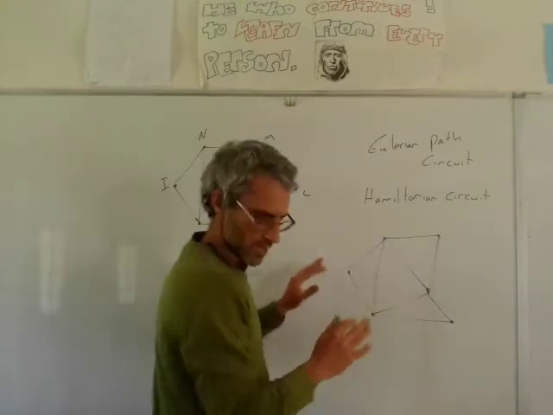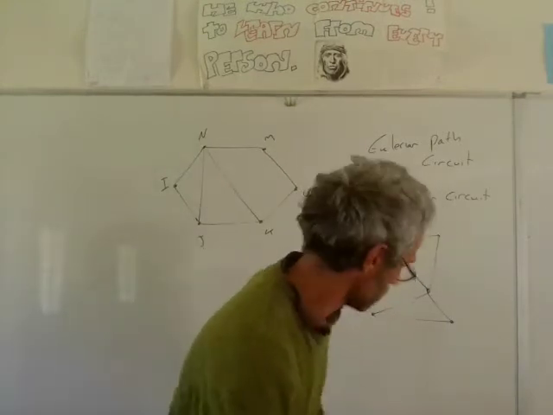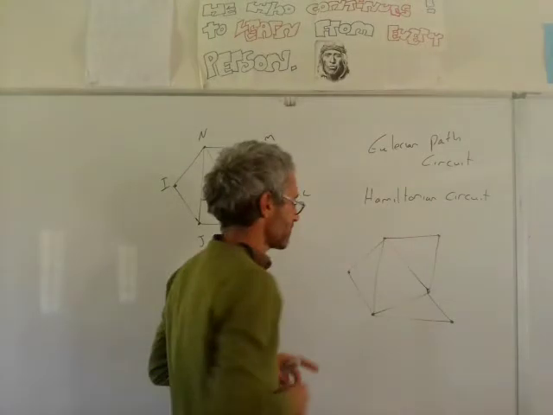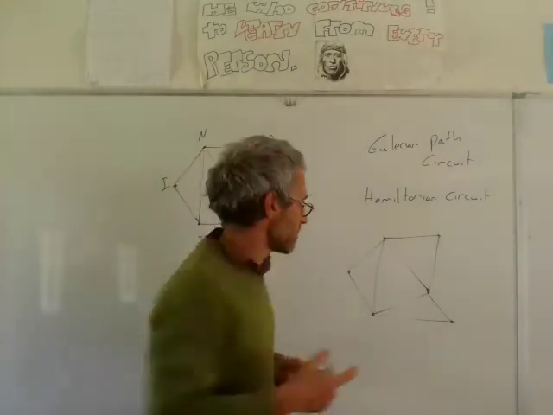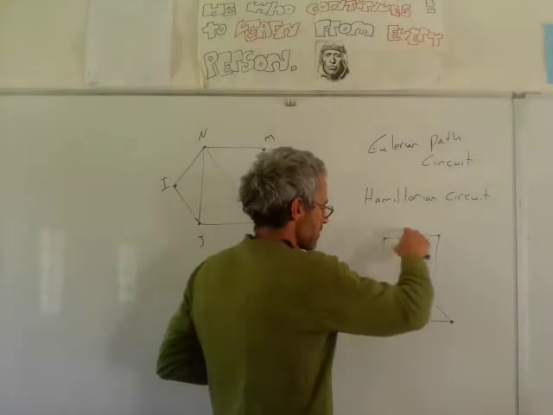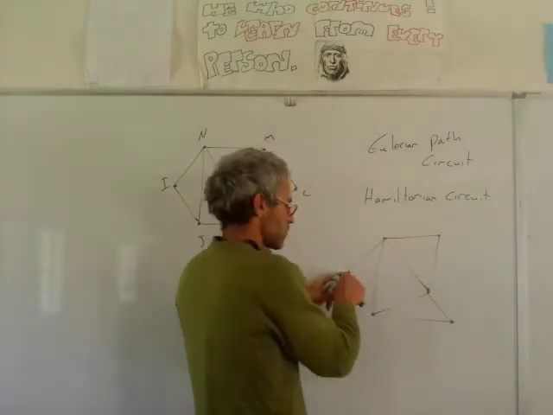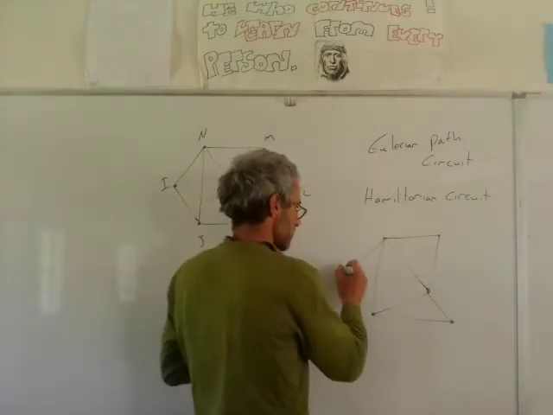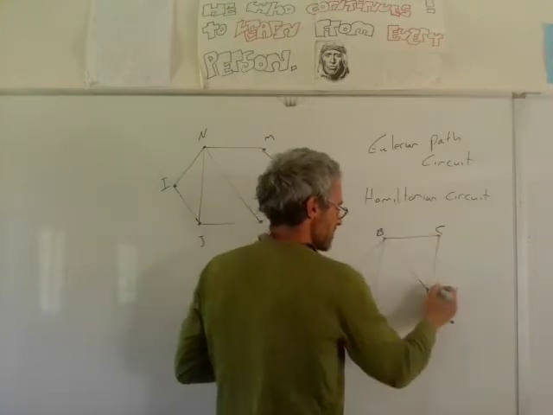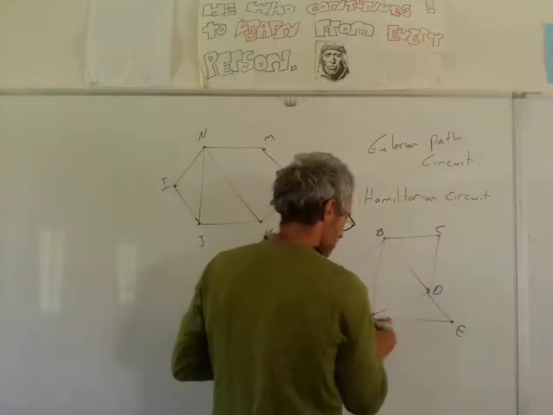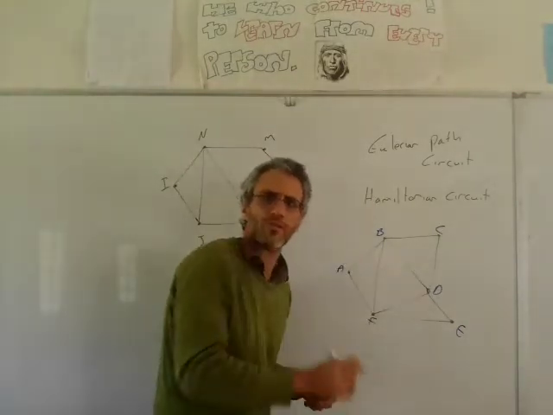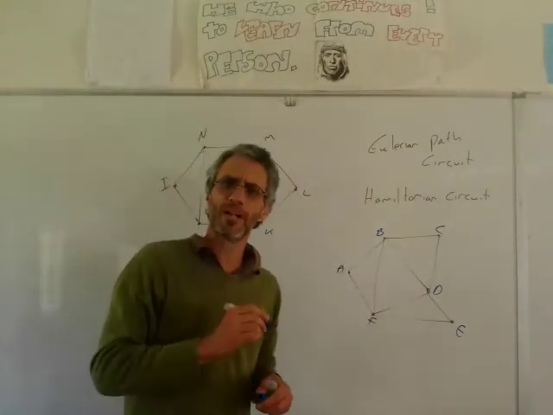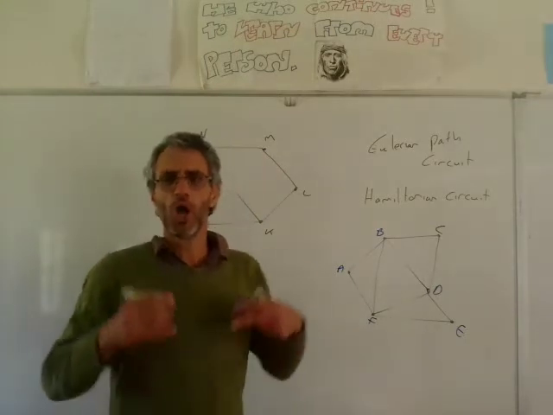So if I've got this graph, a circuit is like what we think a circuit is. If you start at a certain point, let's say you start at A, went to B, C, D, E, F, back to A. If you start at one vertex, you went through a whole bunch of vertices, you came back to where you started, that's a circuit.